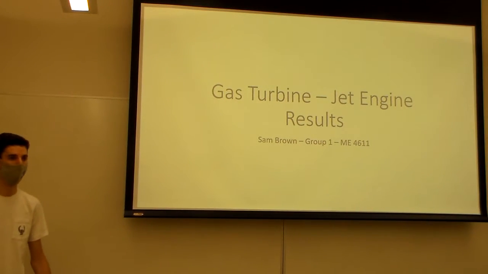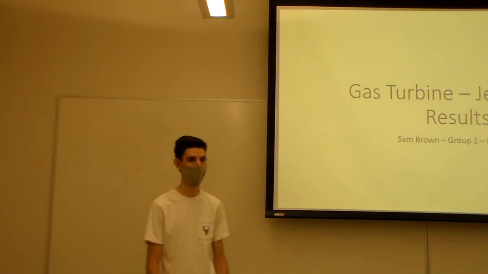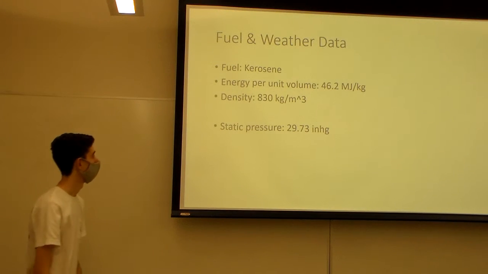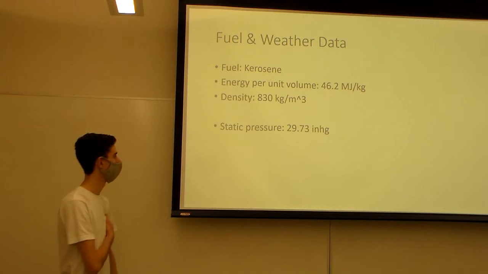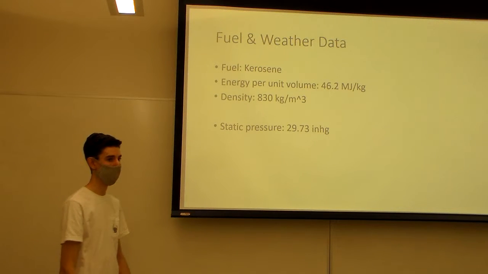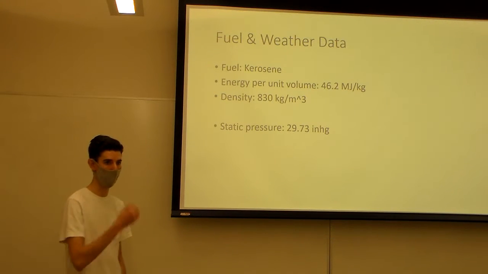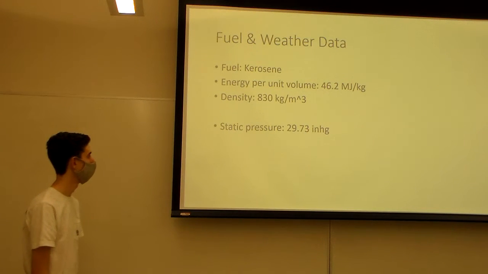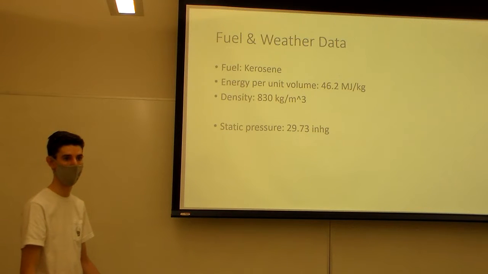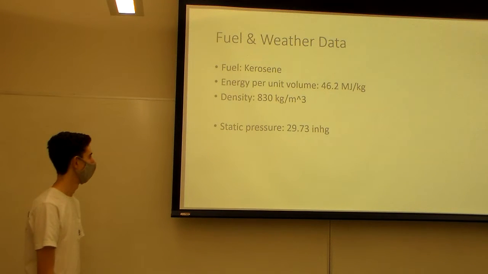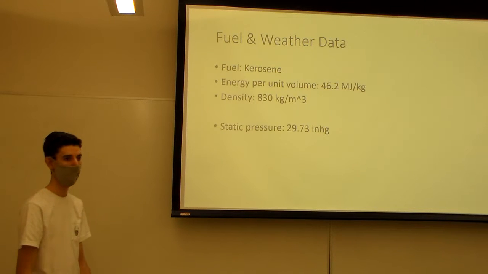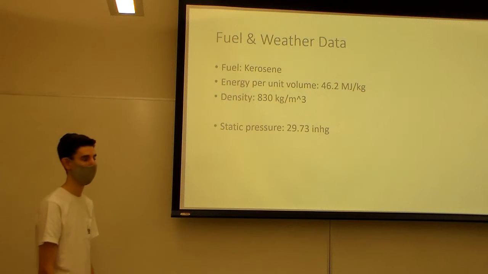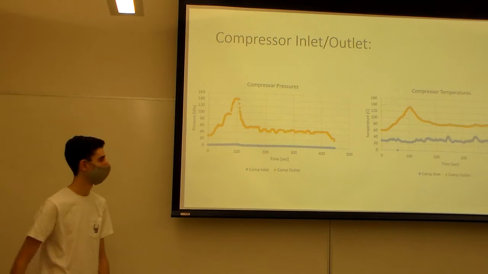All right, my name is Sam, and I'm going to be presenting on the gas turbine results that Group 1 had done last class. There's a couple of data points that we had to gather in the moment. For this experiment, we were using pure kerosene, which was different compared to the other groups. We found the energy per unit volume and the density of that, just looking it up online. And the static pressure for the day was about 29.73 inches of mercury. Those points come in later.